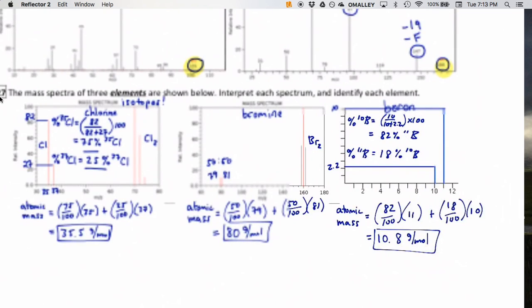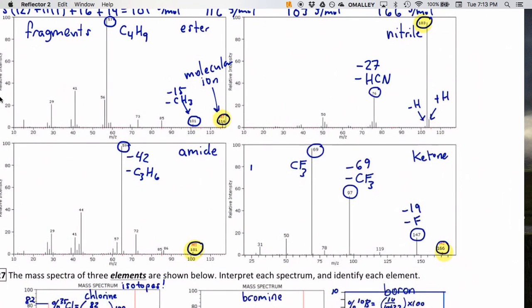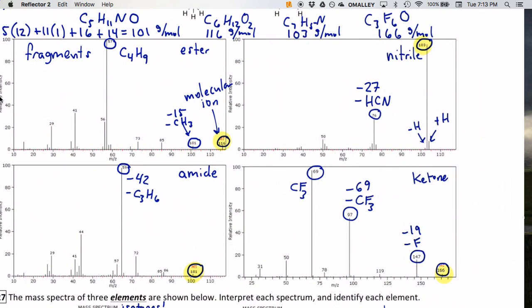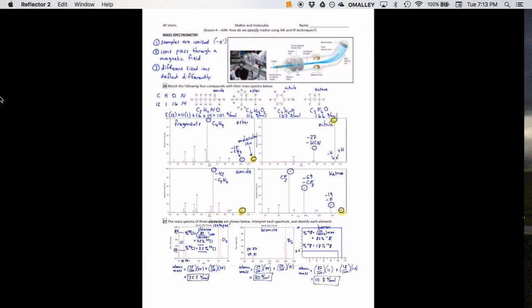So, lots of information can come from mass spectrometry. We can use it to identify the molar masses of compounds, and then for individual elements we can get the isotopic abundance, the weighted average atomic mass, and then, in this case, obviously the identity of the element as well. And that's how chemists use mass spectrometry.